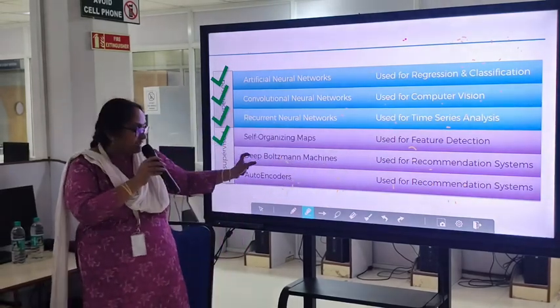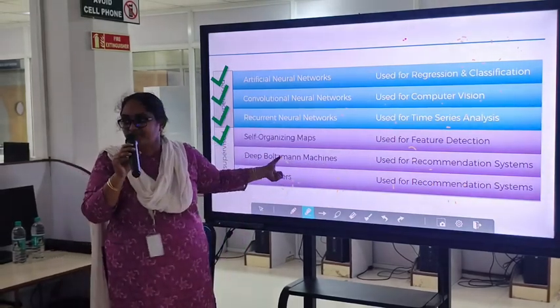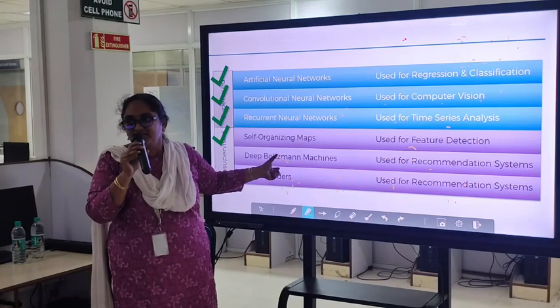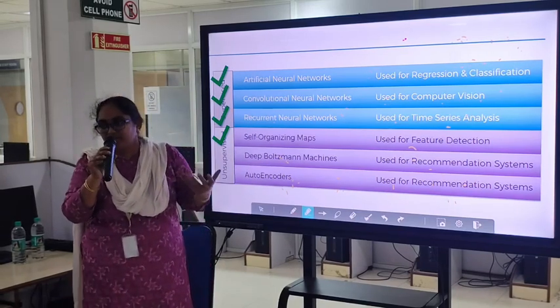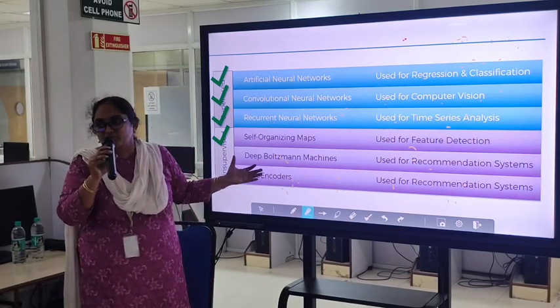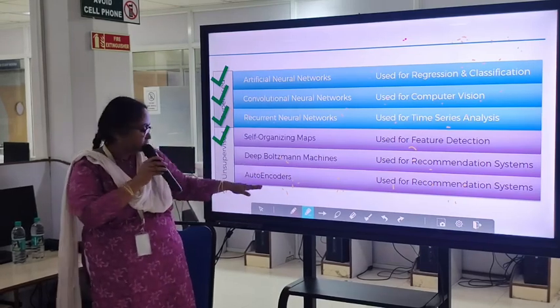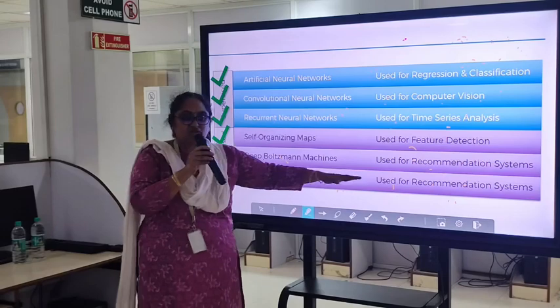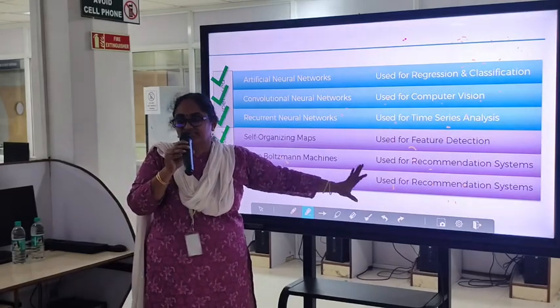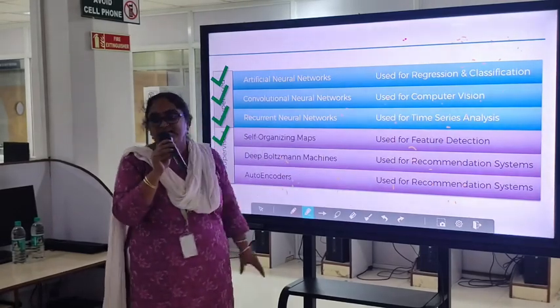First of all, we need to understand what these are. What is a Boltzmann machine? I told you about the Markovian decision process, and reinforcement learning and so on. We will look at deep Boltzmann machines now. Autoencoders are also used for recommendation systems. So they all come under unsupervised.